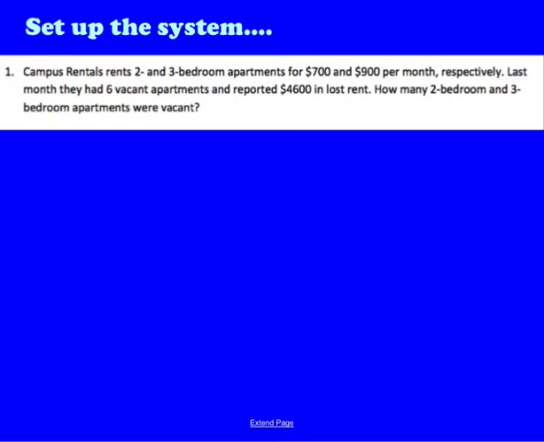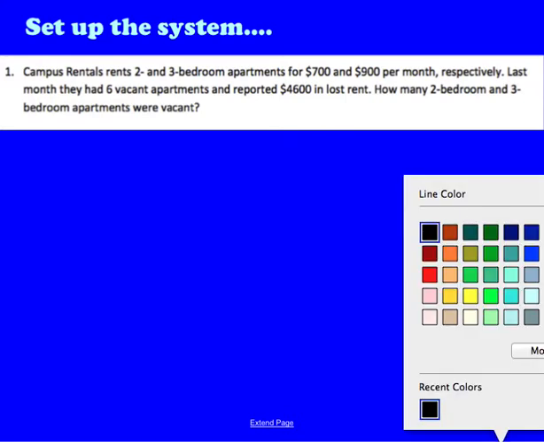So taking a look at that first one, it says campus rentals rents 2 and 3 bedroom apartments for $700 and $900 per month, respectively. Last month, they had 6 vacant apartments and reported $4,600 in lost rent. How many 2 and 3 bedroom apartments were vacated? All right, so let's take a look, first of all, just setting this problem up.